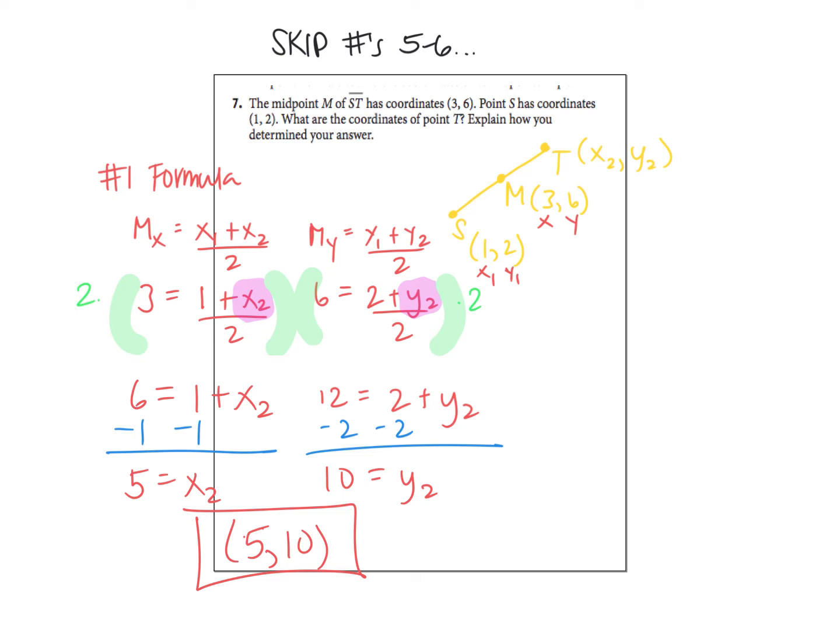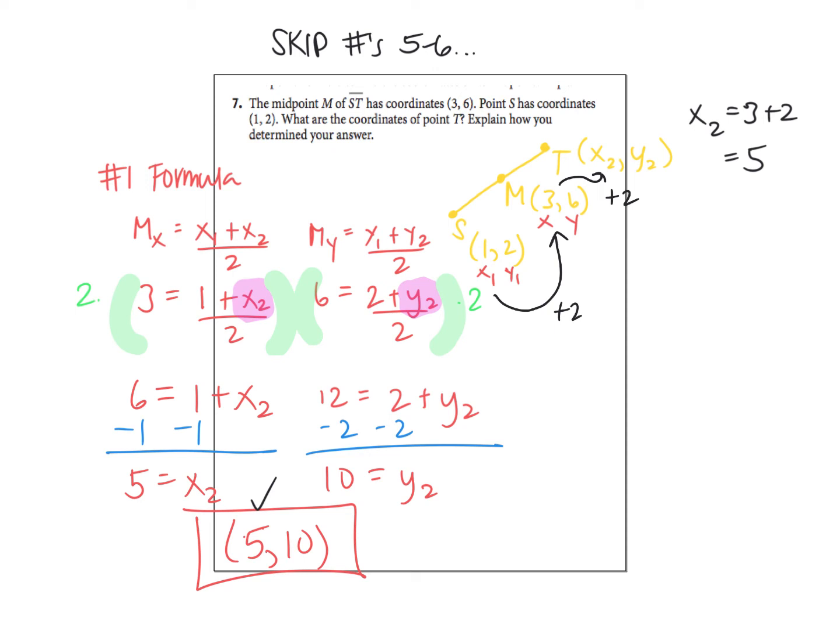Maybe I want to try to think about this from a pictorial sense. So let's go back to our picture and think about this in regards to distances. So let's say we look at the distance from my x value to that x value. How do I get from 1 to 3? Well, I'm adding 2. So guess what? The same thing is going to happen when I go from 3 to the next x value. I'm going to add 2. So we know for the x value, it's going to be 3 plus 2, which gives me 5. Hey, that checks out with what we got before.